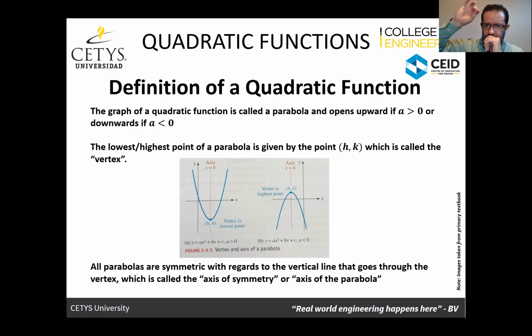The imaginary line that crosses the center of the parabola through the vertex is called the axis of symmetry. A parabola is always going to be symmetrical to its axis of symmetry. That imaginary line crosses right in the middle of the vertex, and that's called the axis of symmetry, or also the axis of the parabola.